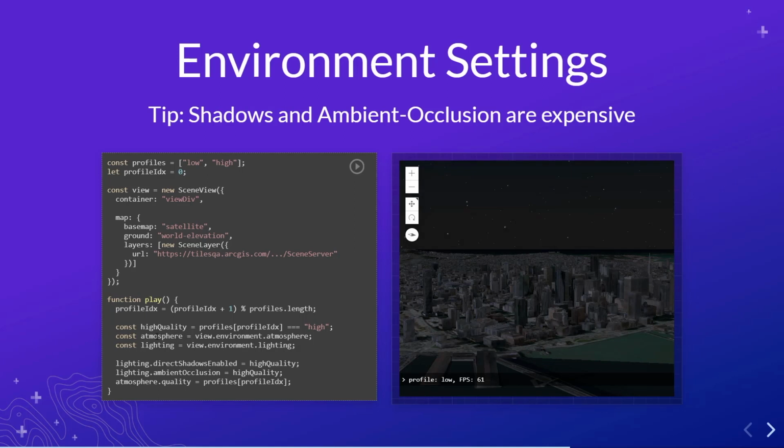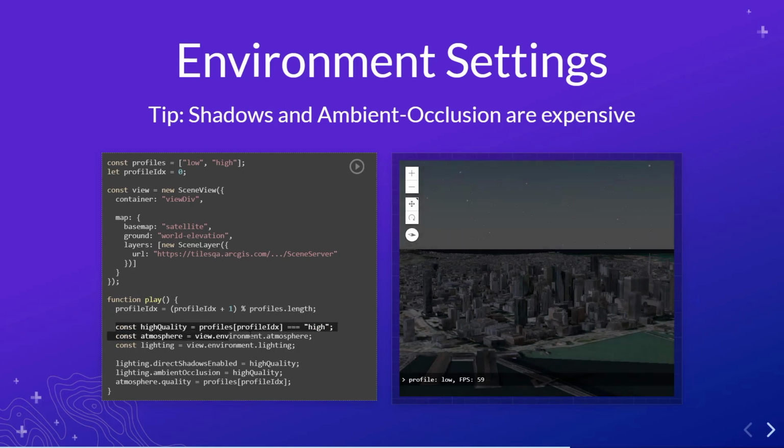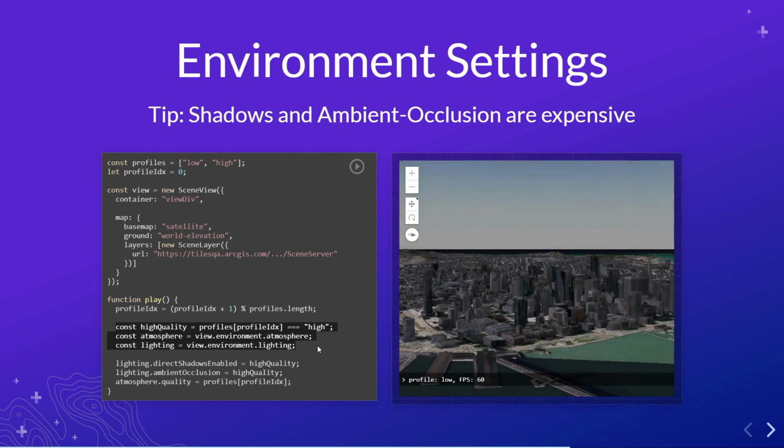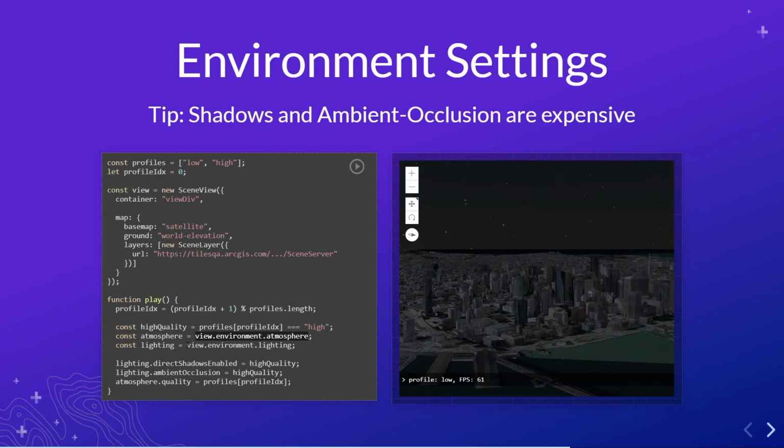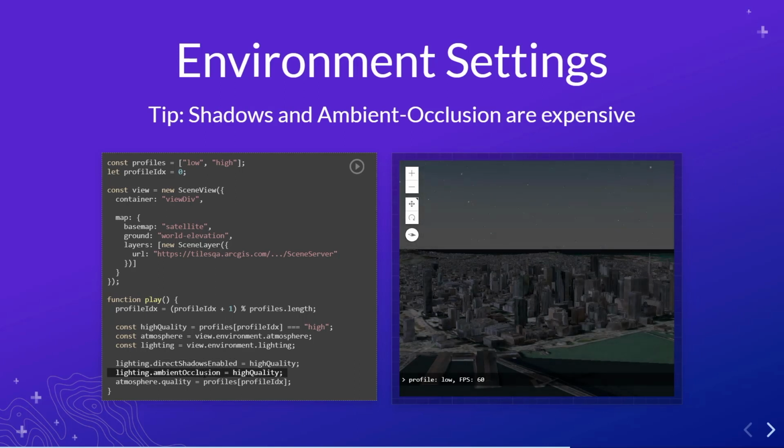So here in this snippet, there are, again, these profiles that I select from the array that I defined on top. And then I set, or first I read, but later I'll set the view environment atmosphere, which toggles the atmosphere complexity, and the lighting, which contains the shadows and the ambient occlusion. So let me switch that to high.